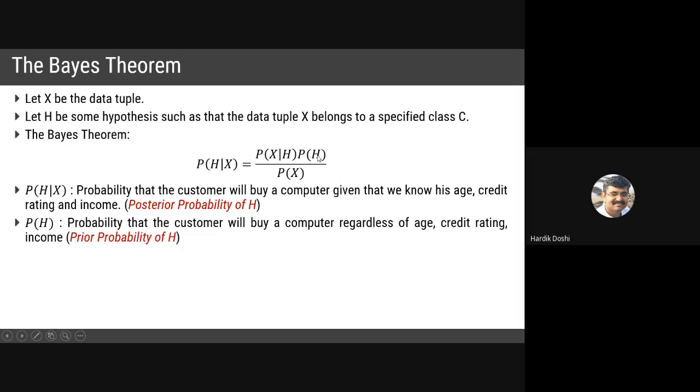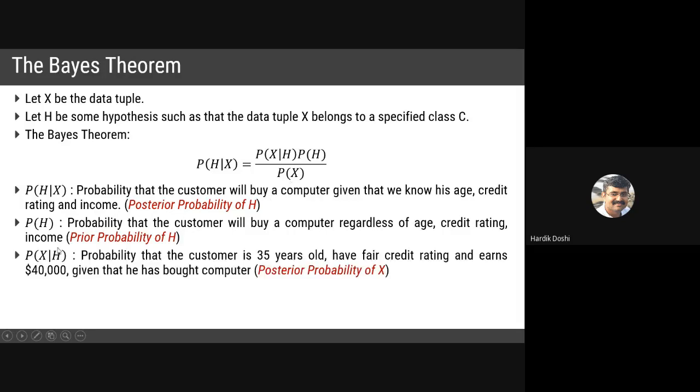Then second we are having P(H). So probability that the customer will buy a computer. Simple. Probability that the customer will buy a computer. But in this case, we are not checking for his age, credit rating and income. So we don't use these parameters for probability. We only use the possibility based on our training set.